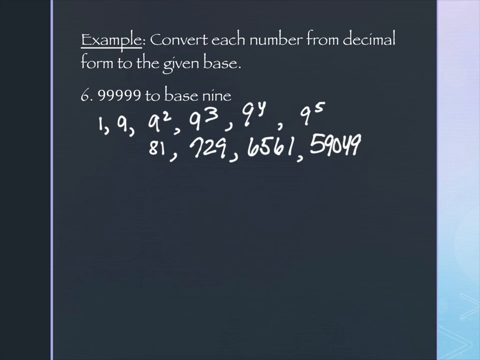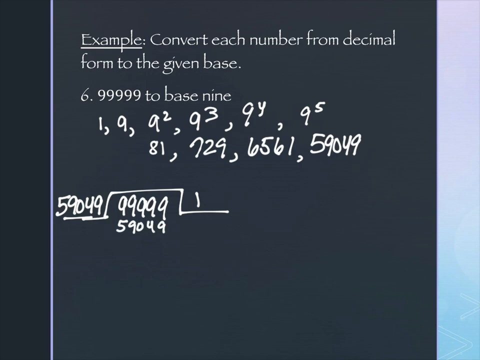If you want to try the next one bigger, you certainly can. But 59,000 is more than halfway already to 99,999. So it's going to be big enough. So we're going to divide 99,999 by 59,049. And how many times will it go in? Yeah, 1 time. So 59,049 subtracts to give us 40,050.